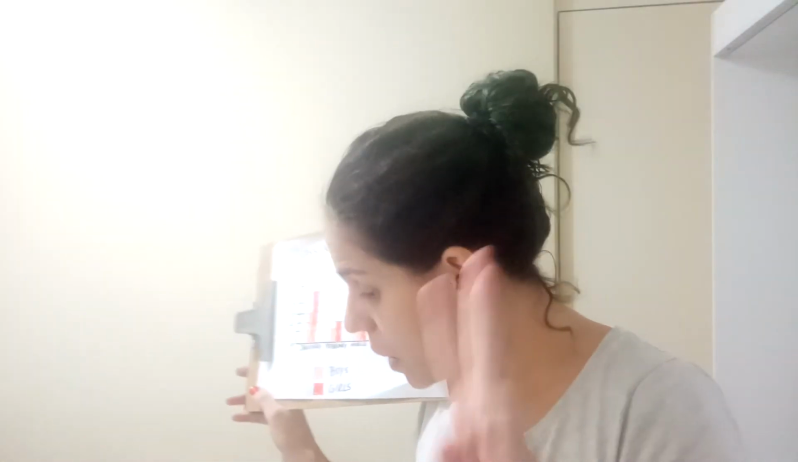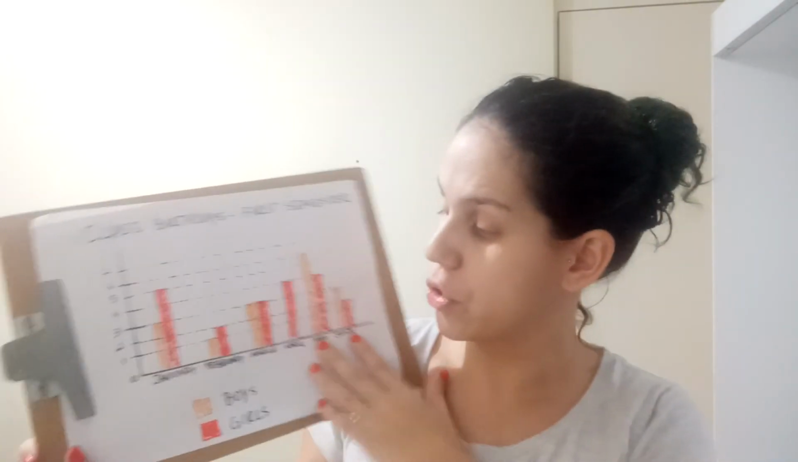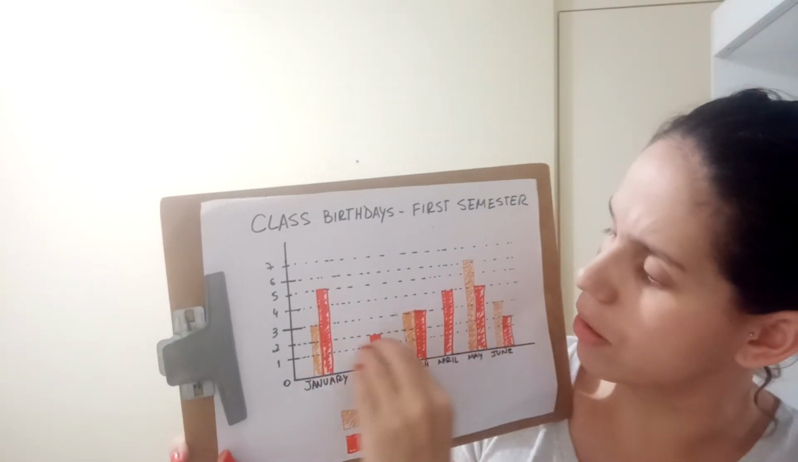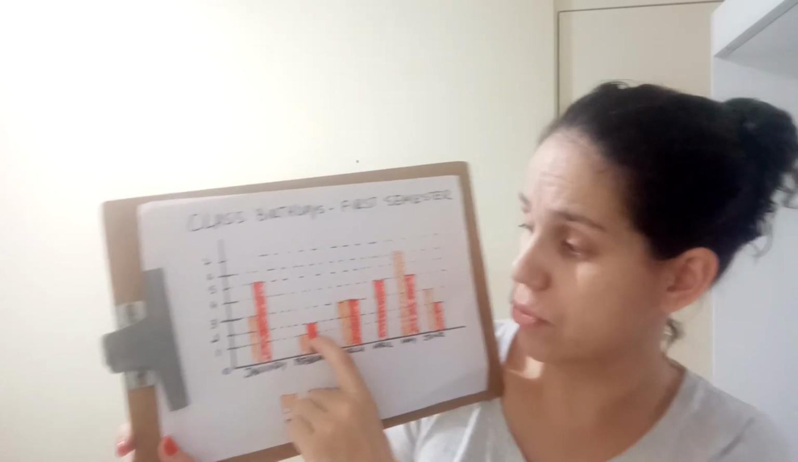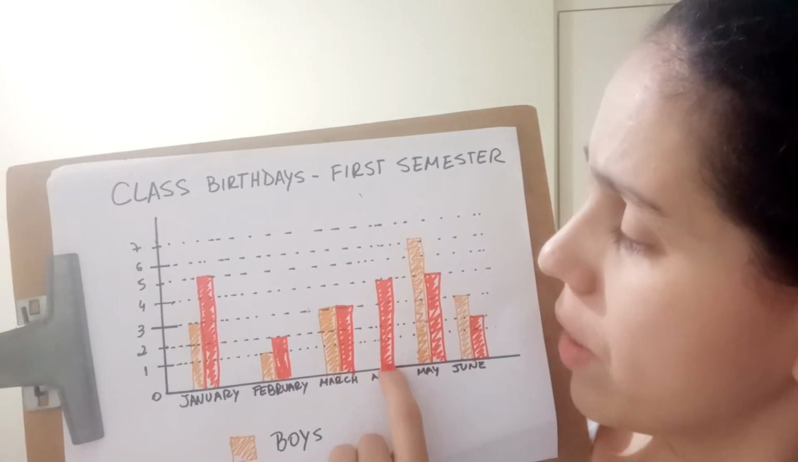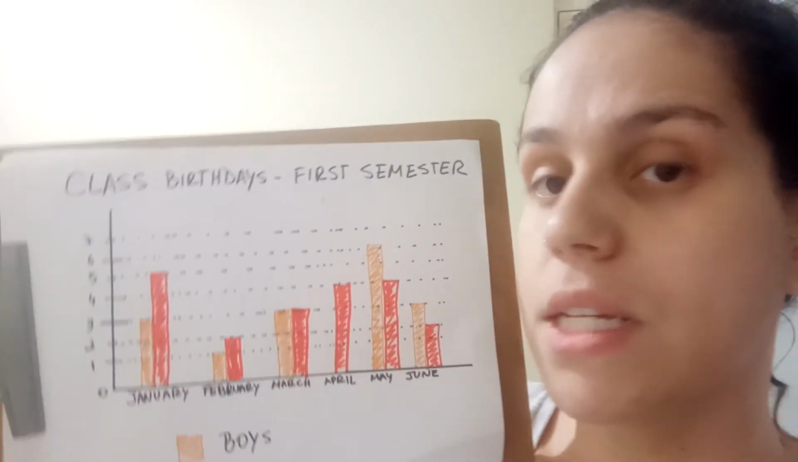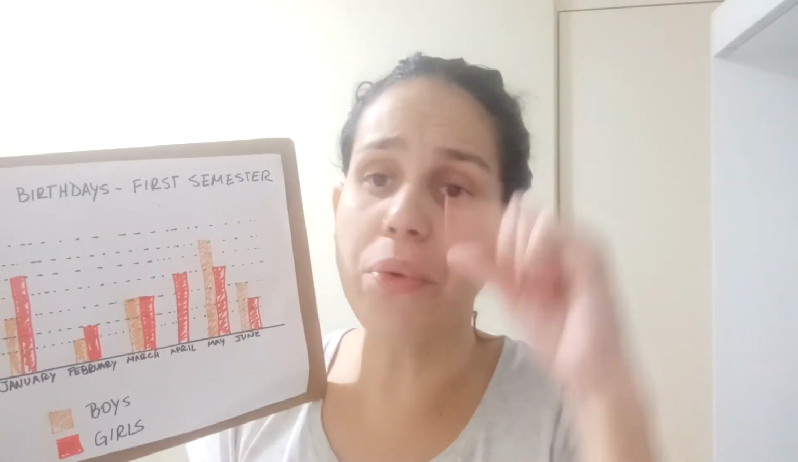And question 3. What is the month with fewer birthdays? So fewer birthdays, we need to look down here. It's February, we have 1, 2, 3. And in April, we have 1, 2, 3, 4. So no, it's February, yes? So February has fewer. Repeat, fewer.